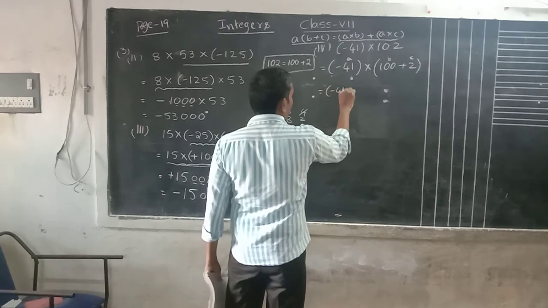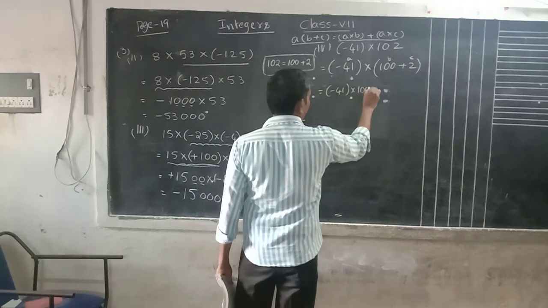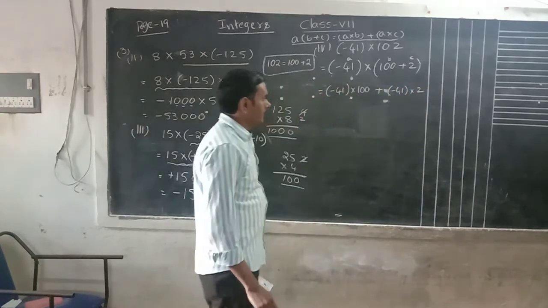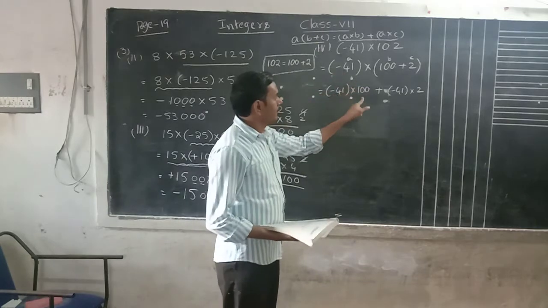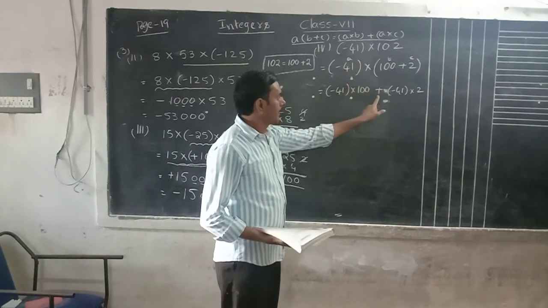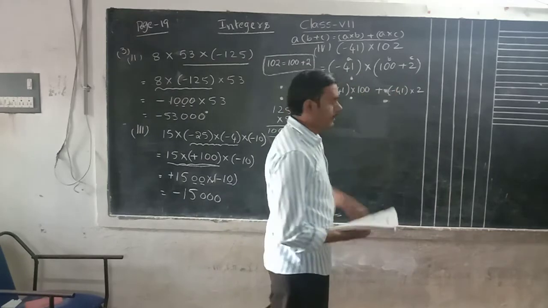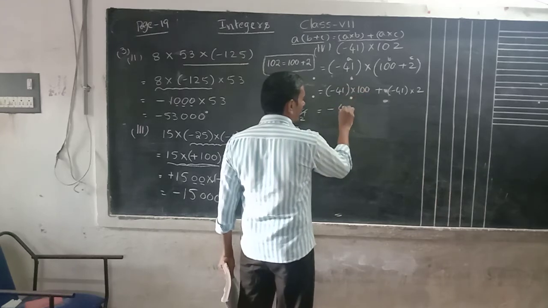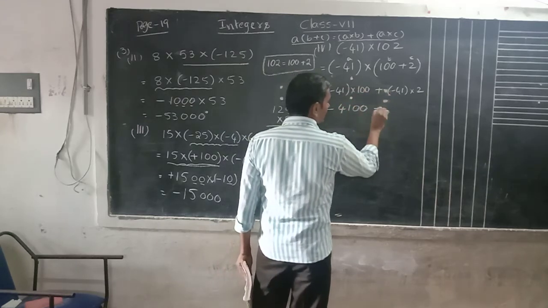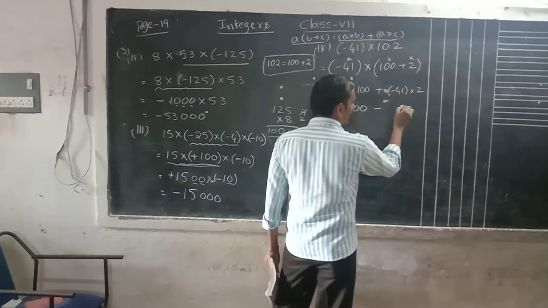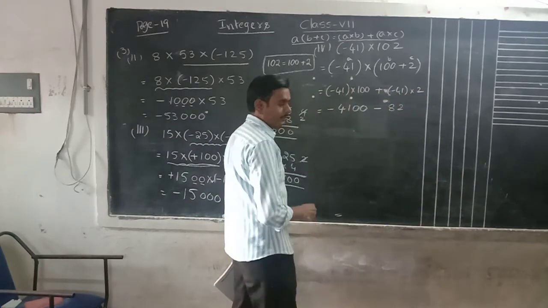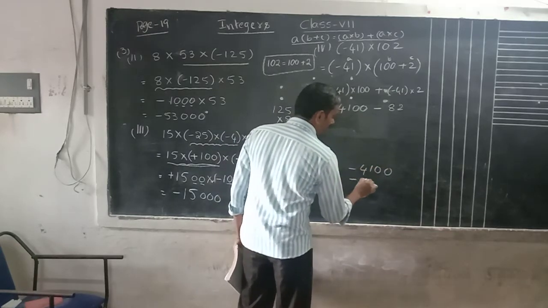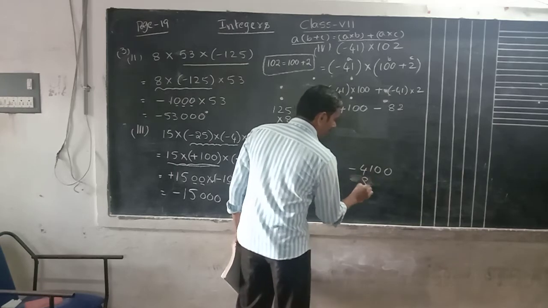That is minus 41 into 100 plus minus 41 into 2. Like this I extended: A into B plus A into C. Now multiply. Minus into plus: minus 41 into 100. Plus into minus: minus 41 into 2. 2 ones are 2, 2 fours are 8, 82. Now both having the same sign. Both having the same sign means what we can do?